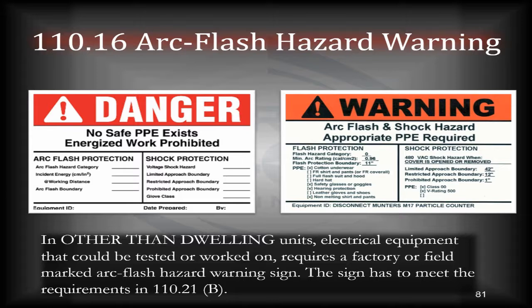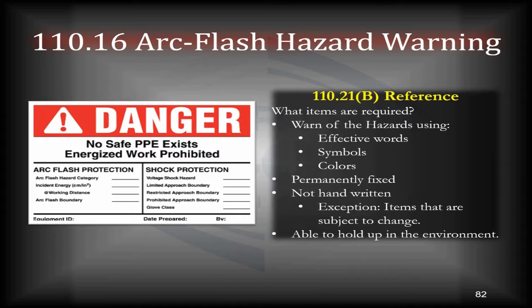Okay, 110.16 arc flash warnings. And other than dwelling units, electrical equipment that could be tested or worked on, okay, which is a huge indicator as to when it's actually applicable, requires a factory or field marked arc flash hazard warning sign. The sign has to meet the requirements in 110.21. So let's look at 110.21(B), which is your reference point.